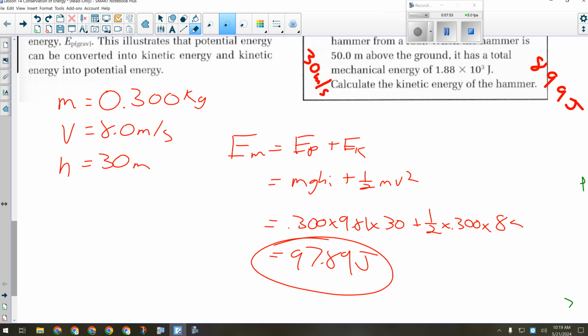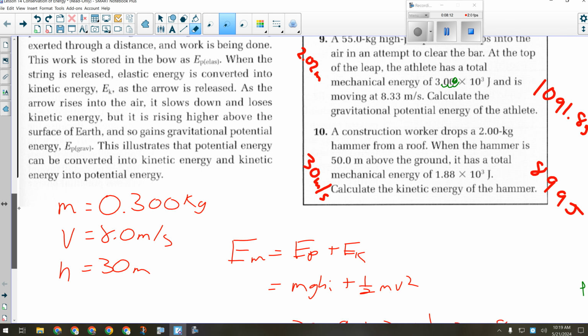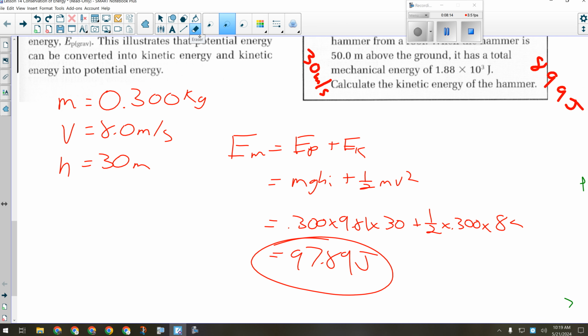All right, the next two, still the same formula, but the next two are going to ask you for either the potential or the kinetic. Okay? Doesn't really change much, except you'll be given this number instead. Now, a quick reminder here, because of the way they give these numbers. Okay, you can see that they give the mechanical energy in both of these questions in scientific notation.